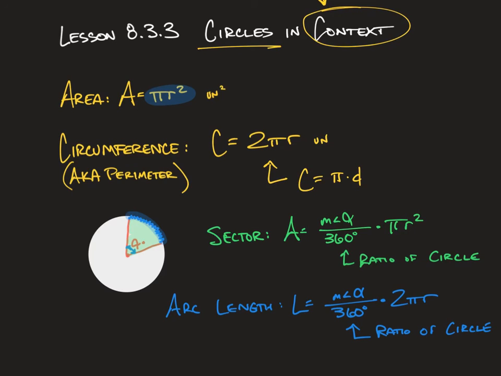And I hope you recognize that quantity right there as circumference and that quantity right there as area. Okay, so 4 different formulas: area, pi r squared, circumference, 2 pi r, and then the sector and arc length ratios of those 2 formulas. All right, let's jump into the notes.